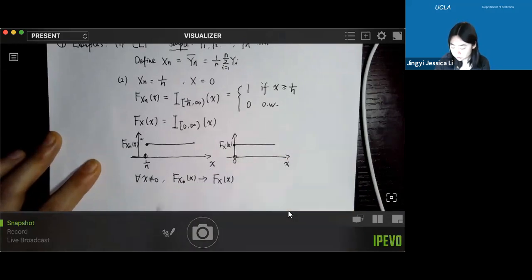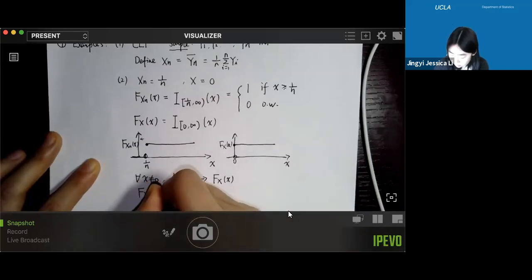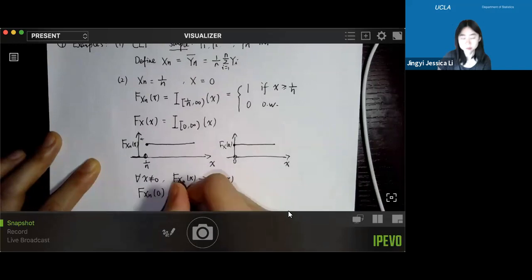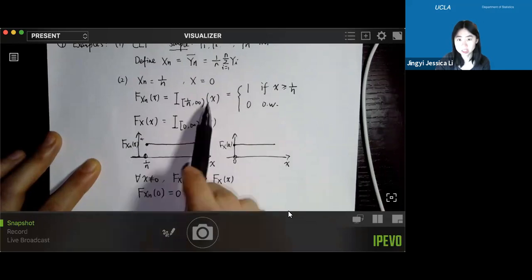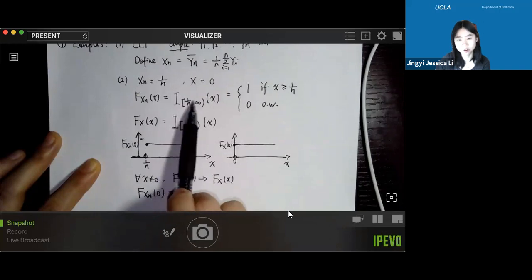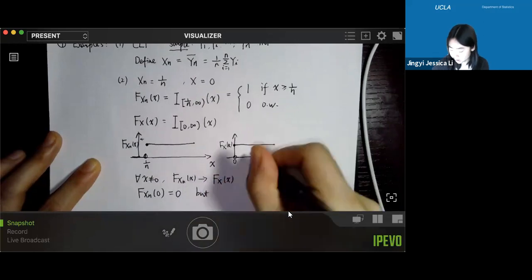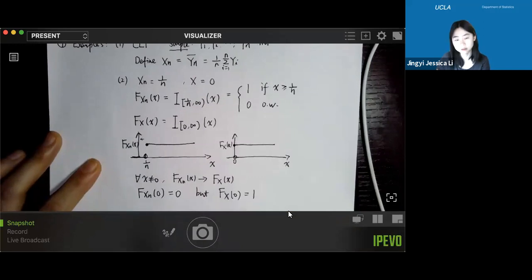So for x equals 0, f_n(0) is always taking the value 0, because as I said, this solid point will never reach 0. 0 will never be in this domain, no matter how large the n is. But at the limit, f(0) is 1. So we will not have the convergence here.